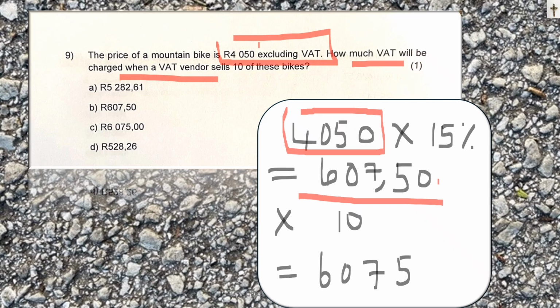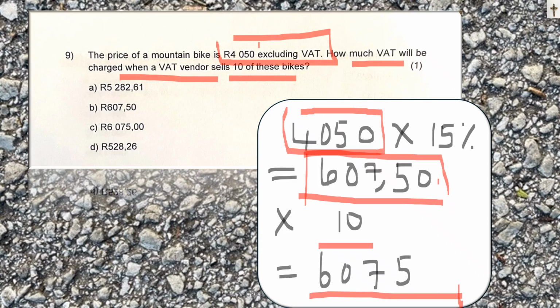The price of a mountain bike is 4,050 Rand excluding VAT. How much VAT will be charged when a VAT vendor sells 10 of these? So 607.50 is the VAT, the output VAT for one bicycle. When they sell 10, you just multiply by 10. And the amount is 6,075 output VAT will be charged for 10 bicycles sold. And the answer is C. This here was excluding VAT. Then we multiply by 15%.